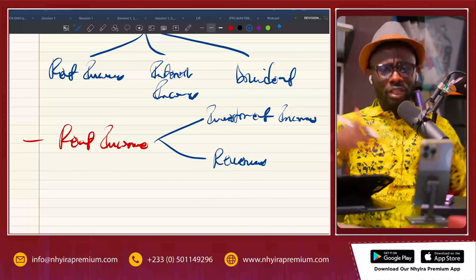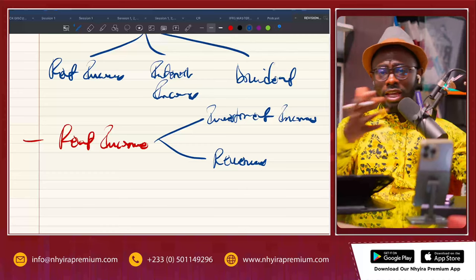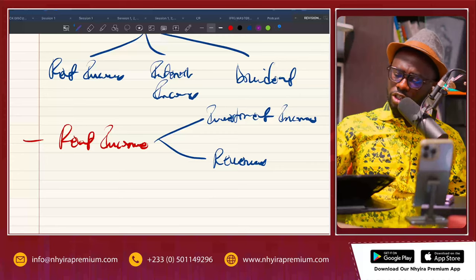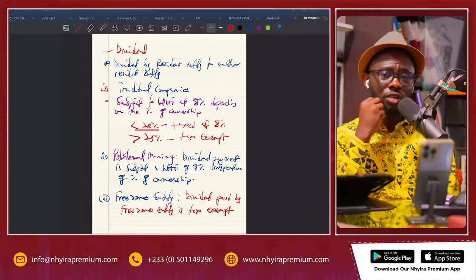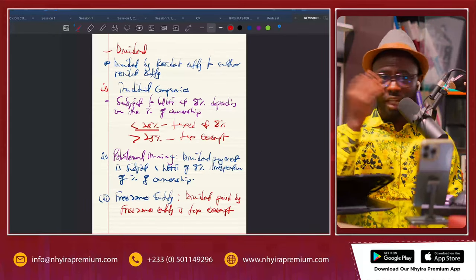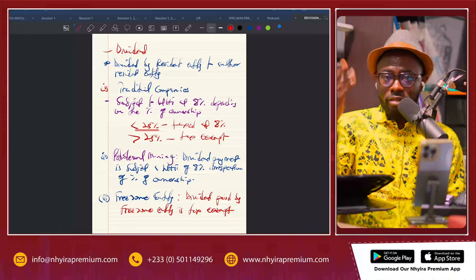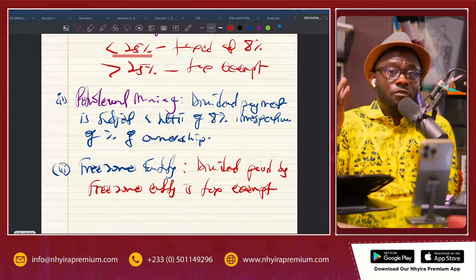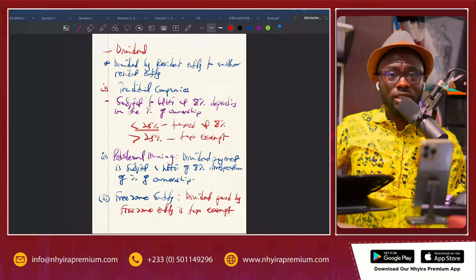So if a company that we are working for or calculating their taxes has a surplus office space and they rent it out, that means they're going to be treating it as investment taxation. The examiner can present you with an opportunity that somebody is seeking to make an investment, buy shares in maybe three companies. A normal company, a company operating in the petroleum sector, or a free zone enterprise. What is the tax implication of the investment? This is it.